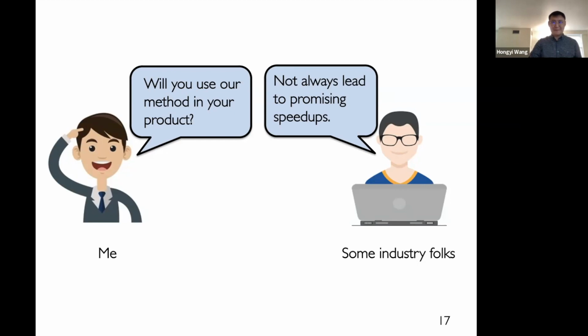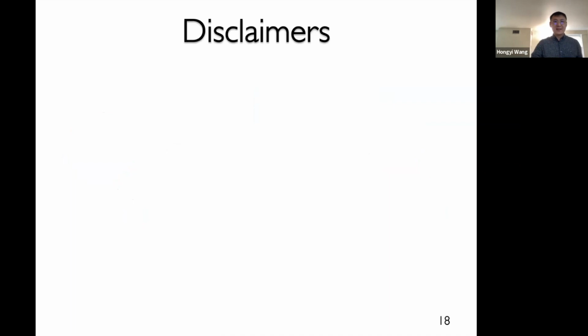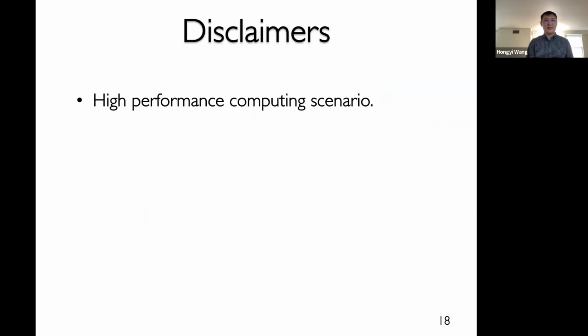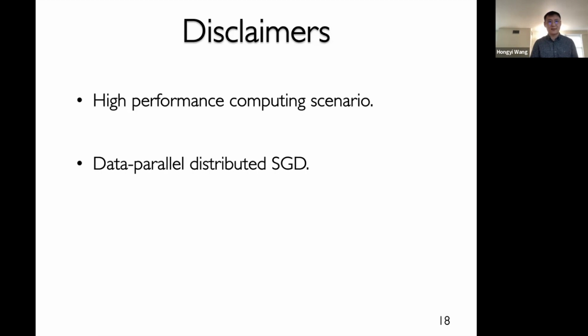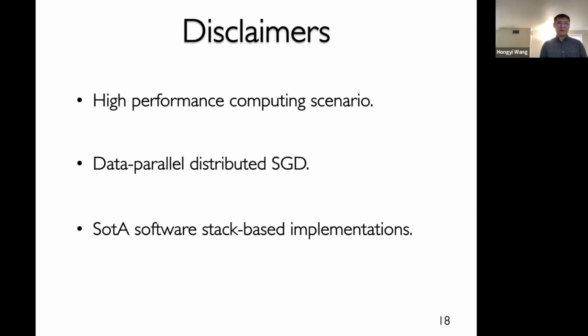Awesome. Before I proceed, I just want to give some disclaimers. We only focus on the high performance computing scenario, which means the training happens in distributed clusters. You can imagine that's in a data center or a lab managed by experts. Also, we mostly focus on data parallel distributed SGD. We will talk about something beyond data parallel, but mostly this talk will focus on data parallel SGD. Also, our implementation is based on all the system optimizations you can do in practice. So the story is based on the state of the art APIs that you can find in mainstream distributed training, say PyTorch DistributedDataParallel.